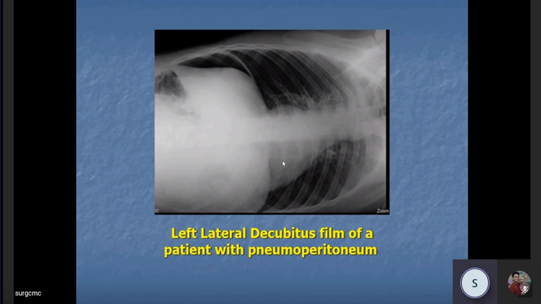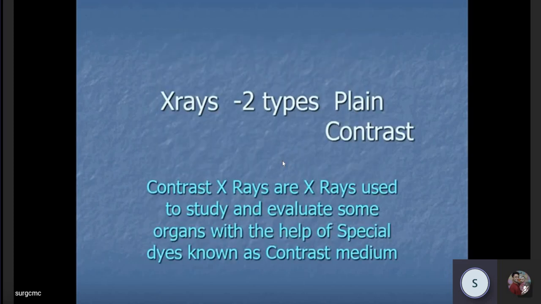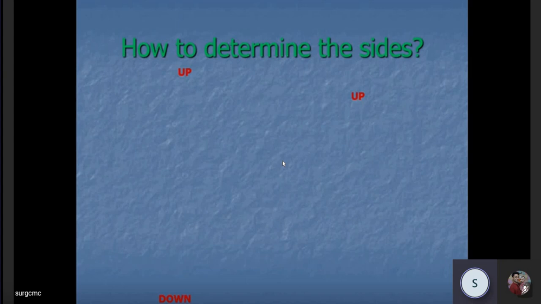Just for the sake of example, I am showing it here. Now, contrast X-rays are different from plain X-rays. There are some agents used in X-rays to study and evaluate organs, used to highlight some organ. That is a contrast X-ray. Other than that, the X-rays we commonly encounter are plain X-rays. So let's start with the plain X-rays first.